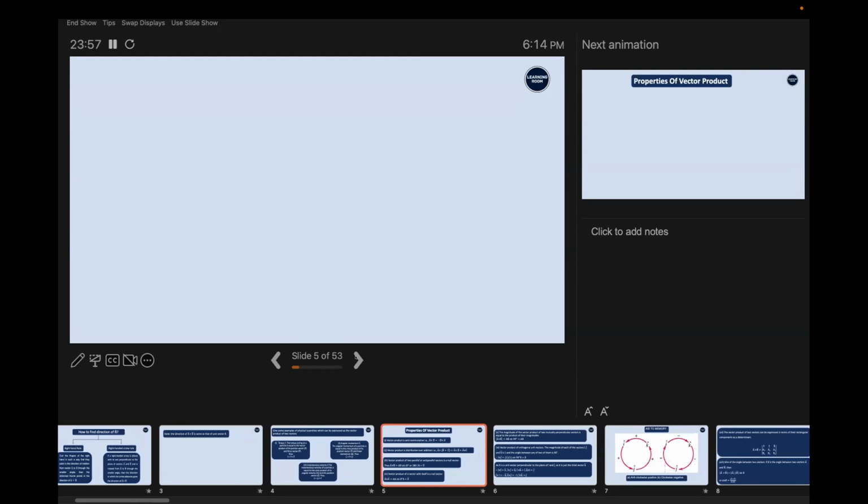So what did we see? We saw the definition. We saw how to find the direction of n cap. Third, we saw what the physical quantities are which can be represented as the cross product of two other physical quantities. Now we need to concentrate on the next part, which is called properties of cross product. What are all the different properties it is going to exhibit?